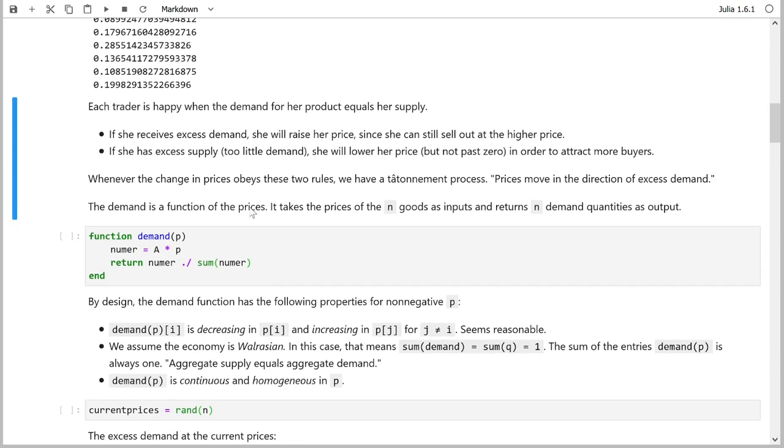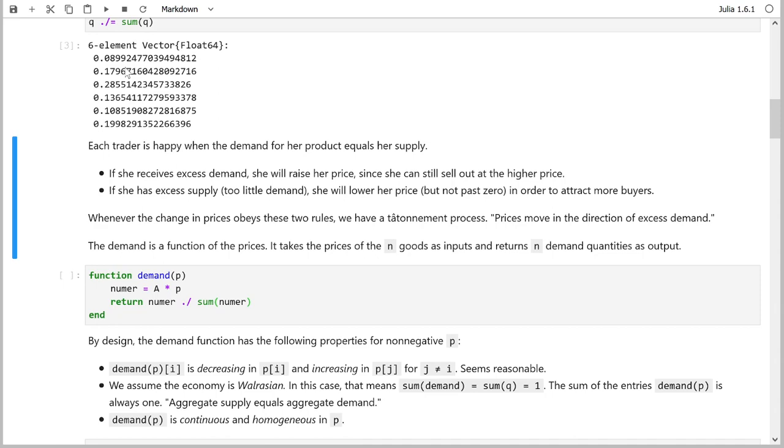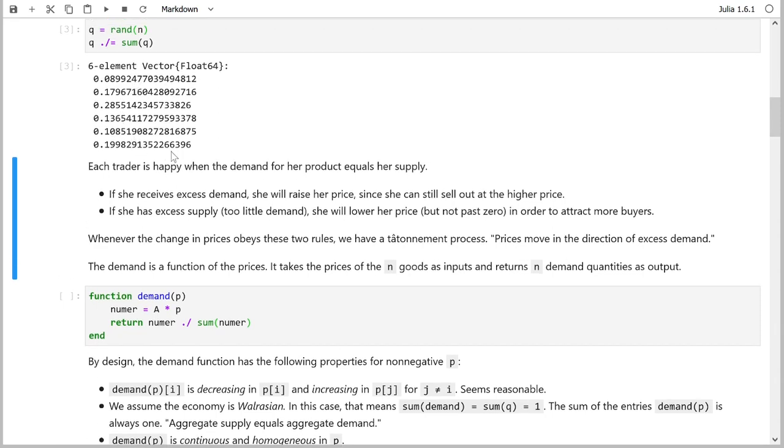So the next thing we need to create is the demand function, which says what the demand for each good will be at a certain price. So the input is an n vector of the prices, and the output will also be an n vector of demand quantities, and that is what we're going to compare to these supply quantities when we compute the tâtonnement price update.